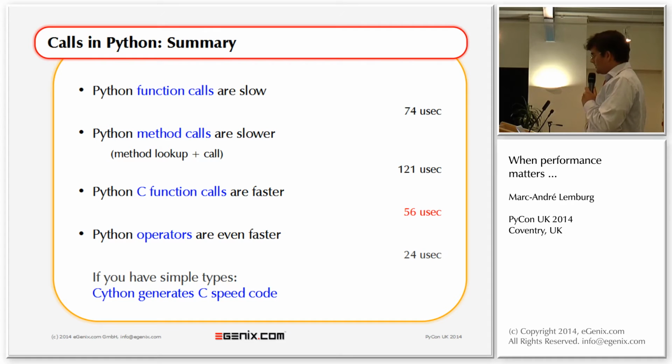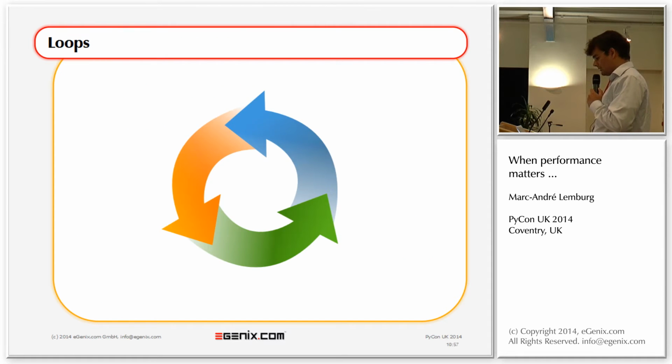So if you can, try to have Python call a C method or a C function to make things run faster. Or if you're just using simple types in your functions or methods, you can try to rewrite them using Cython, which is very easy. You just have to provide it with a few annotations, and it generates C speed code, and that's really fast. So that was function calls.